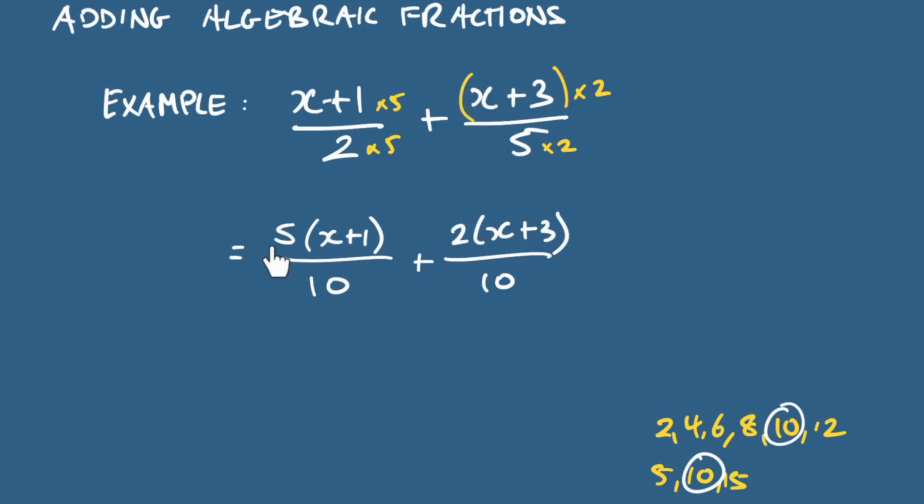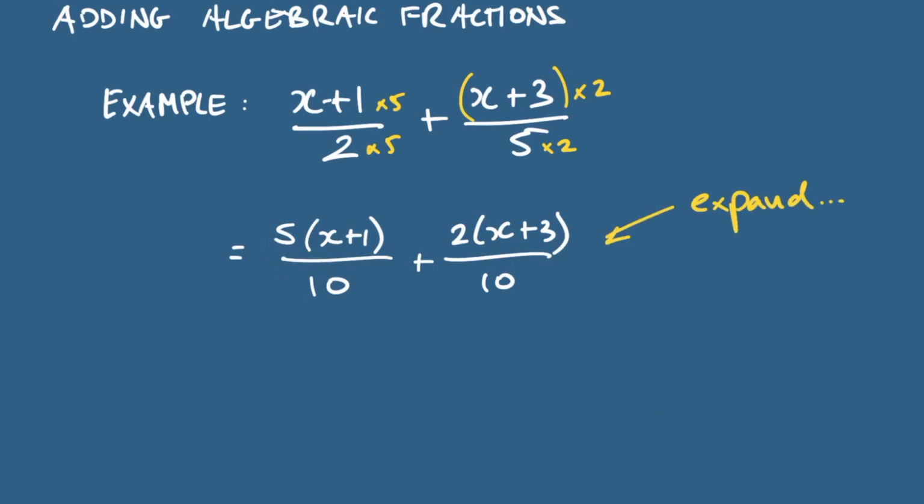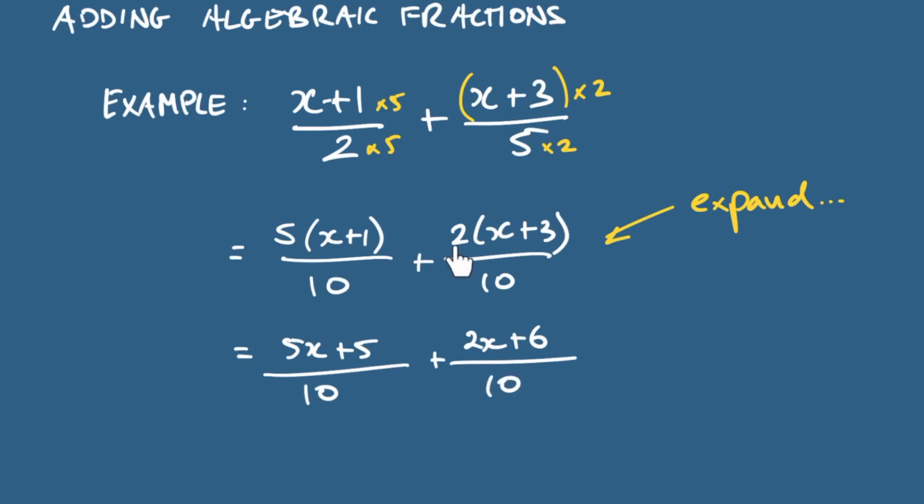Now I can see this is something I can expand using my distributive law. So I can rewrite those fractions as, when I expand this, 5 times x gives me 5x, 5 times 1 gives me 5, and the other one, I can expand 2 times x gives me 2x, 2 times 3 gives me 6. So having expanded the brackets, my fractions now become this. I've got common denominators, so I can just add those two things together. So I'm going to take this and I'm going to add it to this.